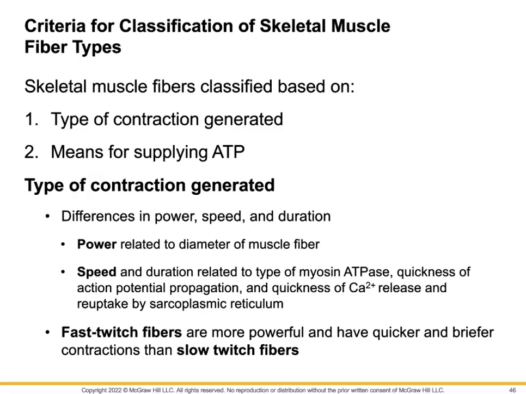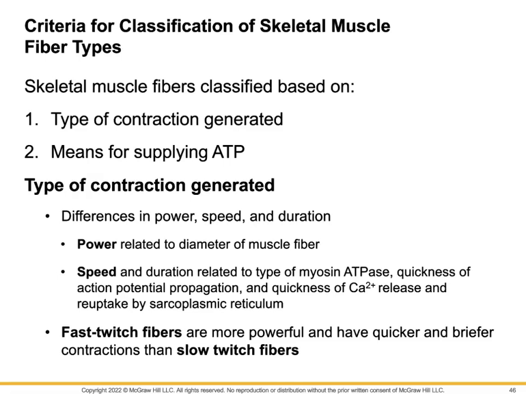Skeletal muscle fibers are different in their power, their speed, and their duration of muscle contraction. So the power is related to the diameter of the muscle fiber, because large muscle fibers have a larger number of myofibrils that are in parallel. So that allows them to produce a more powerful contraction.